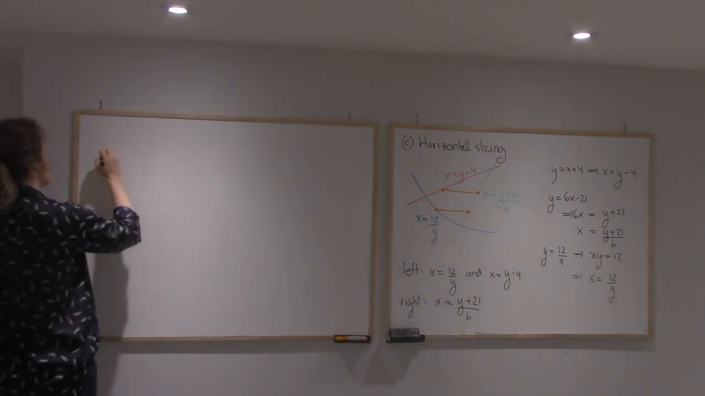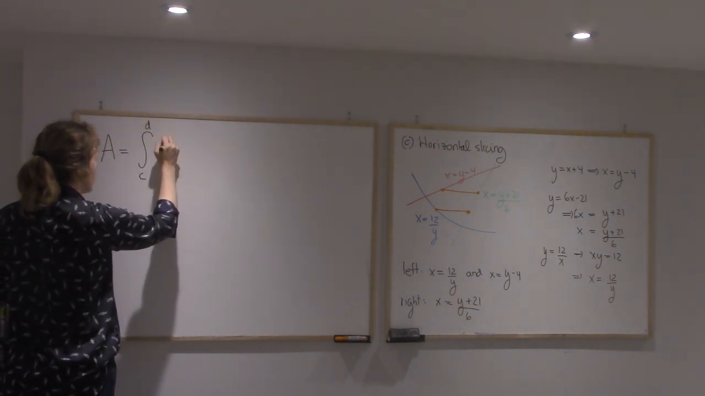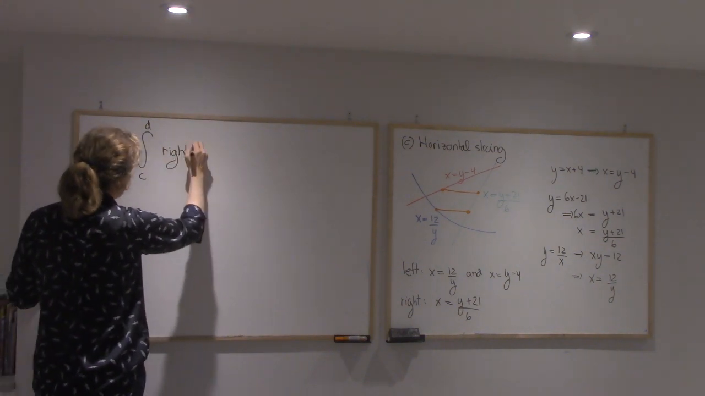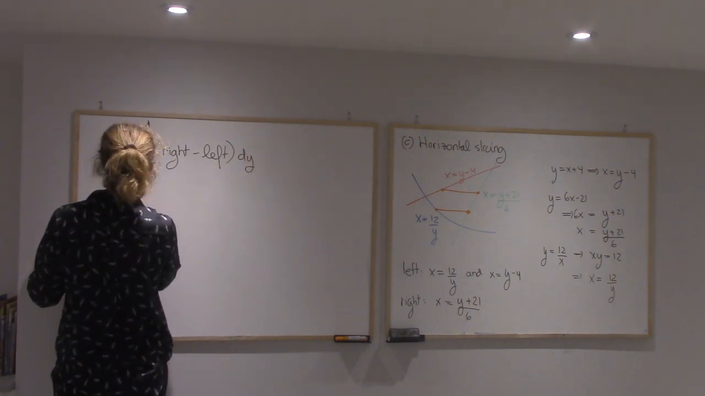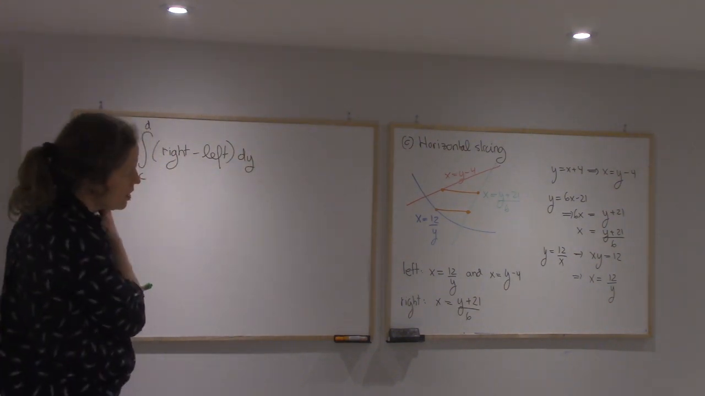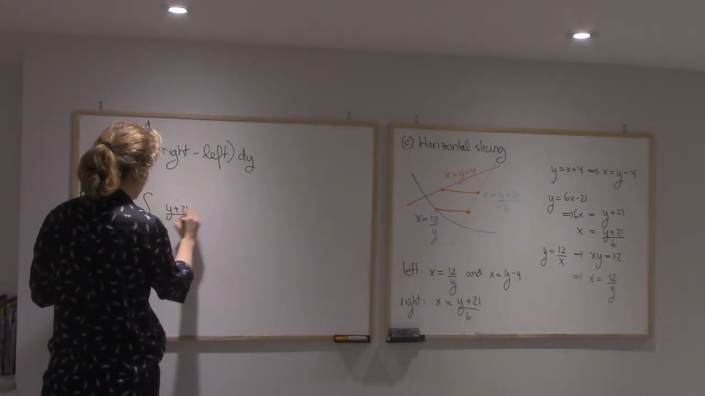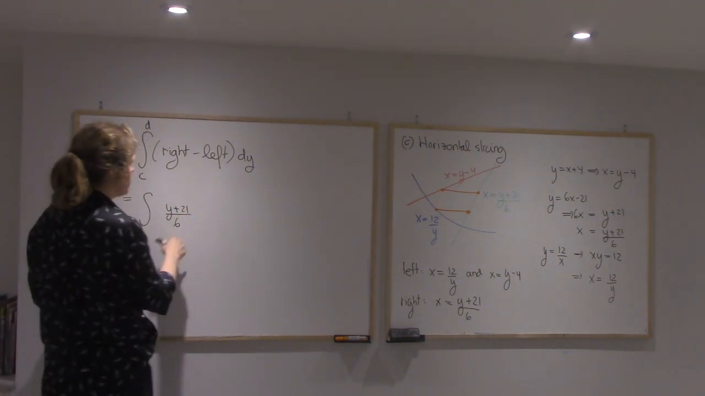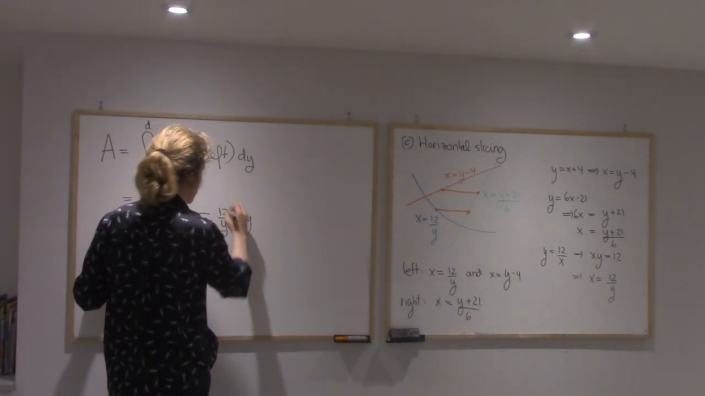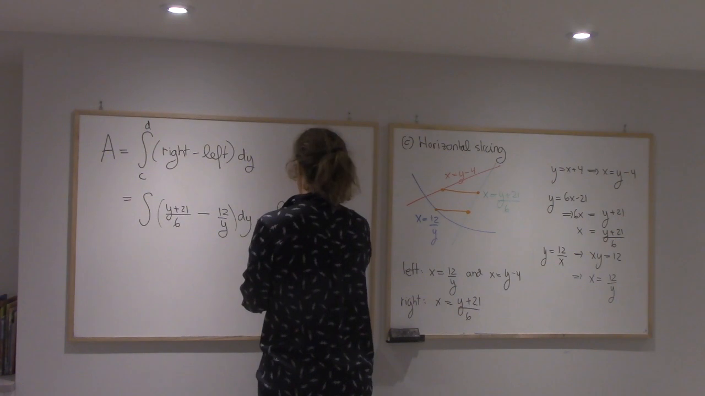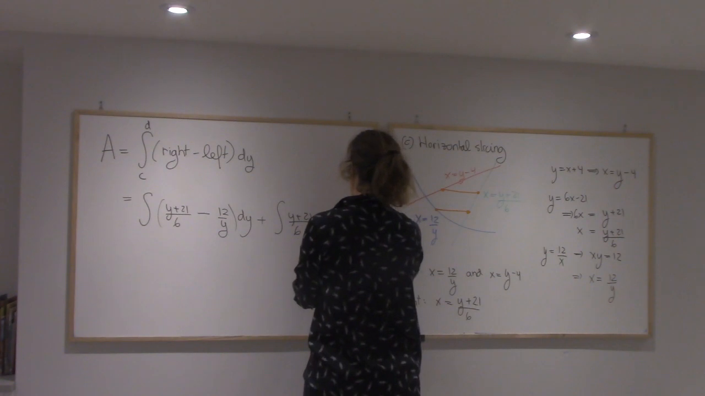So the area would be the integral c to d, right minus left, dy. Now left changes, so at first I'm going to have right equals y plus 21 divided by 6. Left is going to be 12 on y. And afterwards, left would be red, so y minus 4.